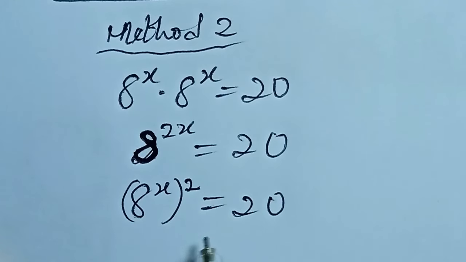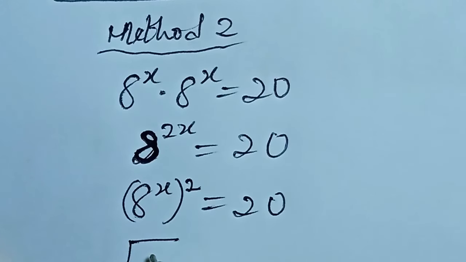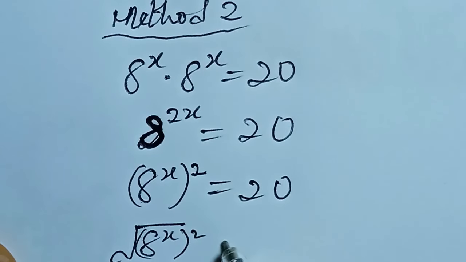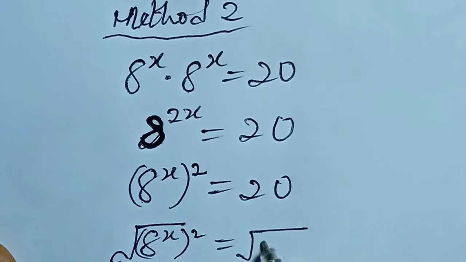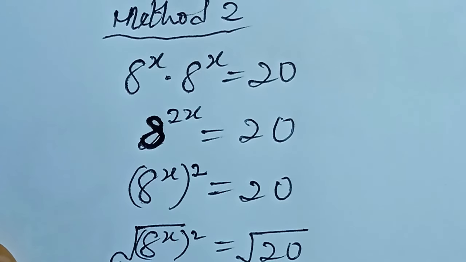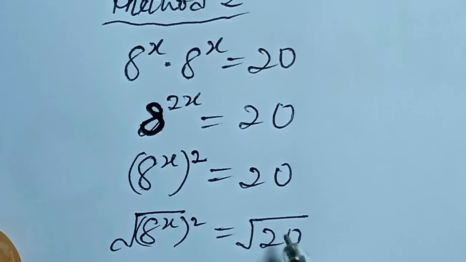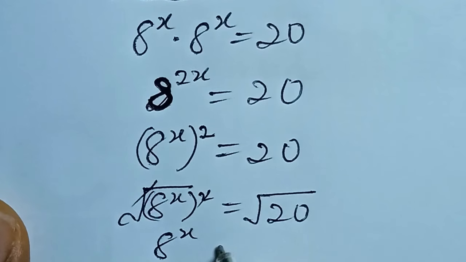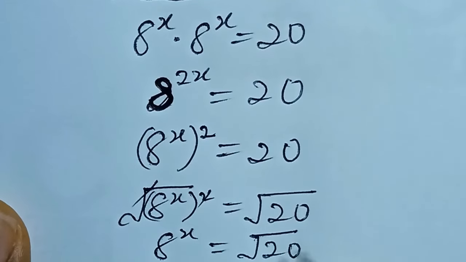Now here, what we need to do is to take the square root of both sides. So if we take the square root of both sides, we have square root of 8 to the power of x to the power of 2 equal to square root of 20. Now here, we cancel out this and this. And now we are left with 8 to the power of x equal to square root of 20.